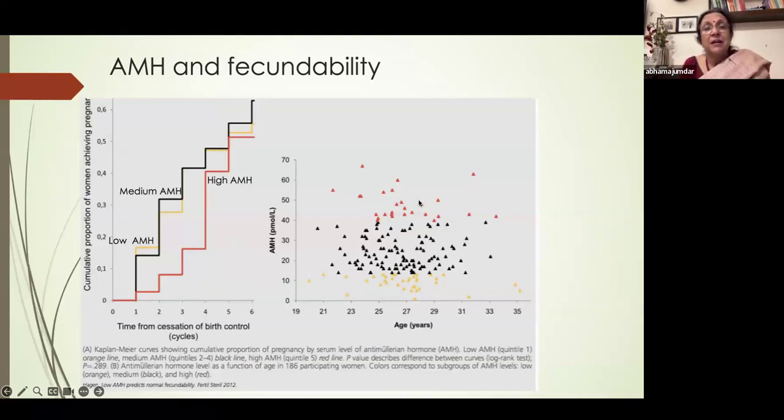The same is here. The red marks are high AMH and the black ones are medium AMH and yellow. And you see age in years from 19 to 35. All of this with low AMH concentrates within 30 years. Lots of low AMH and lots of medium AMH get pregnant. Less of high AMH get pregnant. So this was this study's observation.